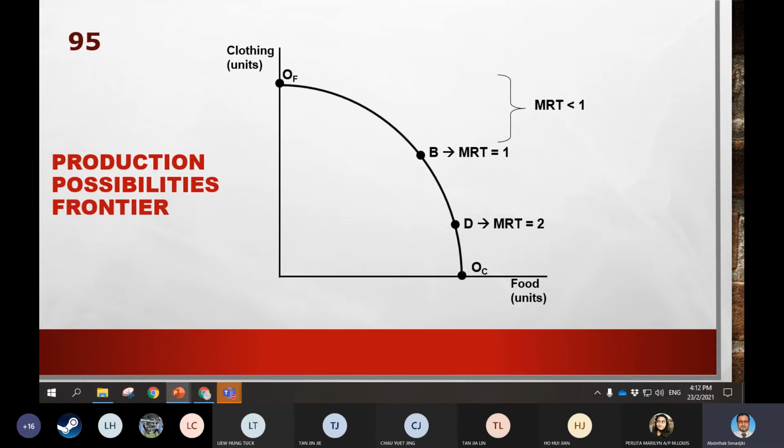For example, here in this figure, at point B on the PPF, the MRT equals 1. That means 1 unit of clothing must be given up to obtain 1 additional unit of food. But at D, the marginal rate of transformation is 2, because 2 units of clothing must be given up to obtain 1 more of food. So you can see from B toward OF, the MRT is less than 1, here it equals 1, and here is less than 1. And from B onward, going toward OC, the MRT is greater than 1. Here maybe it is 2.5, maybe here it is 3.